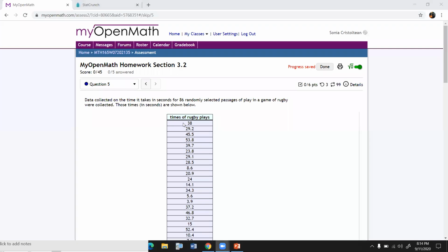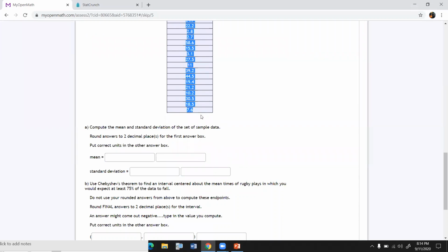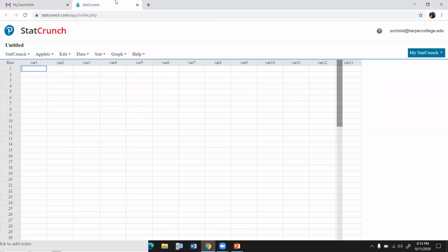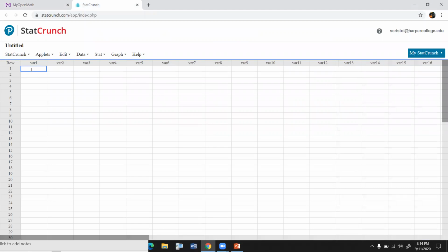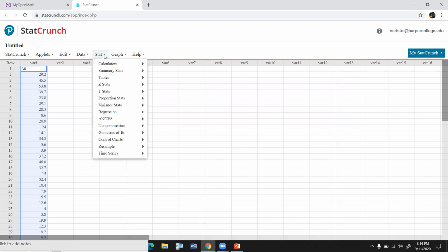And let's make sure we copy this data and we find the mean and the standard deviation. A way to copy the data will be to do Control-C on your keyboard. I open the StatCrunch right here, and I will do Control-V. And here is my data. I scroll down to make sure I have 86 values, and yes, I do. Okay, and now I need to find some measures.